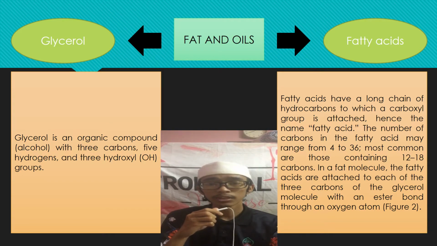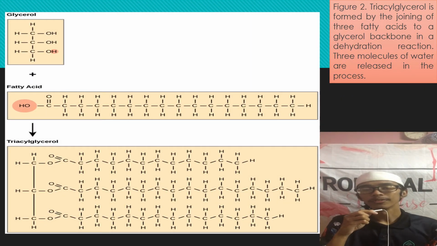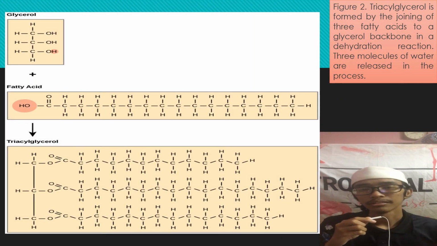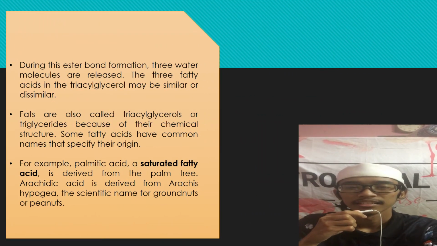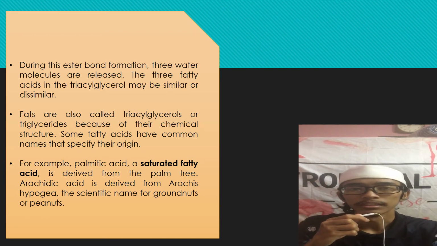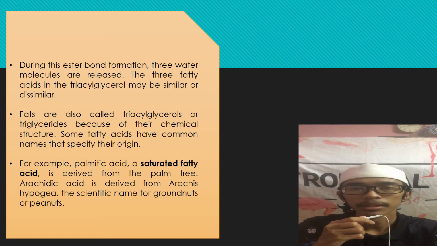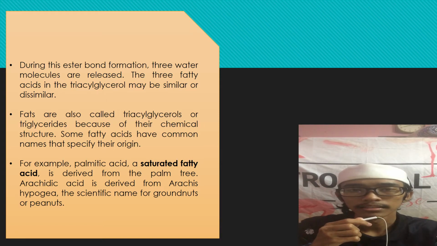We can look at figure 2. Figure 2 states that triglycerol is formed by the joining of 3 fatty acids to a glycerol backbone in a dehydration reaction. 3 molecules of water are released in the process. Next, during this ester bond formation, 3 water molecules are released. The 3 fatty acids in the triglycerol may be similar or dissimilar. Fats are also called triglycerol or triglycerides because of their chemical structure.